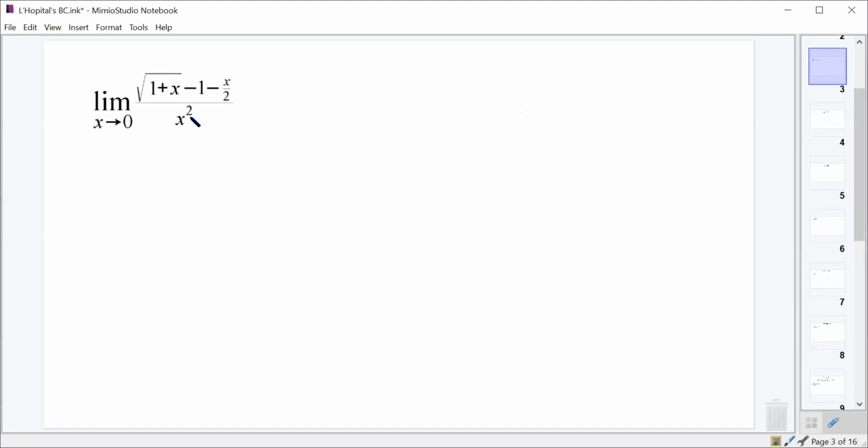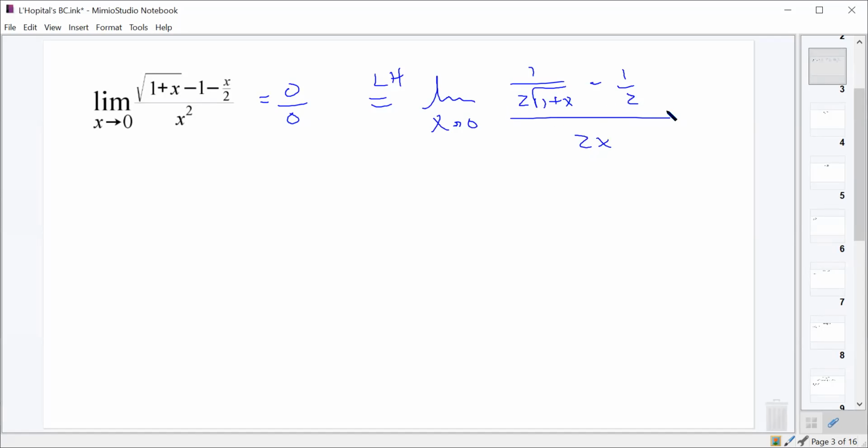All right, what about this one? Plug in the 0, right? What does that give us? Gives us 0 over 0. So using L'Hopital's rule, this becomes a limit as x approaches 0 of the derivative of the top. Well, root 1 plus x is 1 over 2 root 1 plus x. The minus 1 is 0, and the minus x over 2 is minus a half, all over 2x. And if you plug in 0, you get a half minus a half, which is 0 over 0. So still indeterminate. So now what do we need to do?